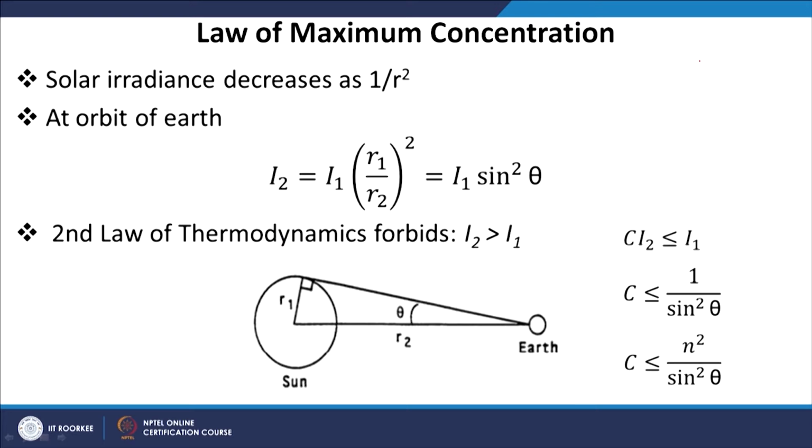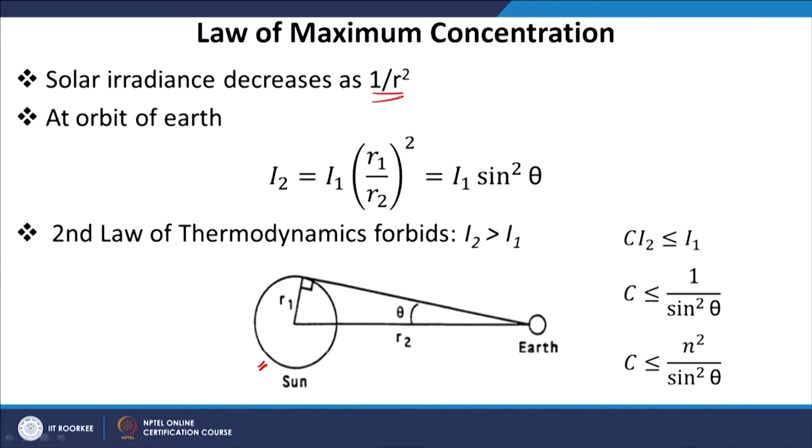So, let us say we have the sun. The intensity of the sun, we know that intensity does not change, but the heat flux, basically the energy per unit area, changes from point to point. If you go far from the sun, the amount of energy per unit area will decrease, and the decrease is proportional to 1 upon r square. So, solar irradiance or energy per unit area decreases with distance, inversely proportional to r square.